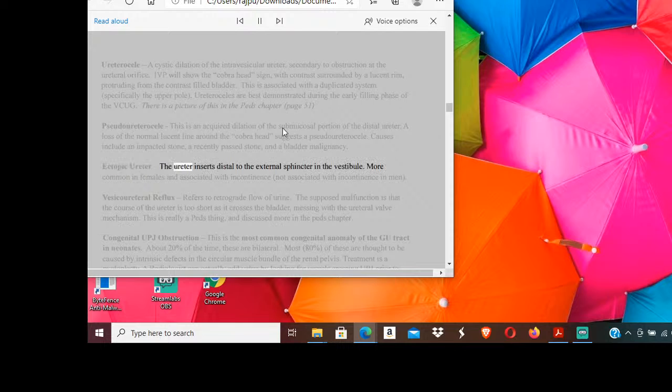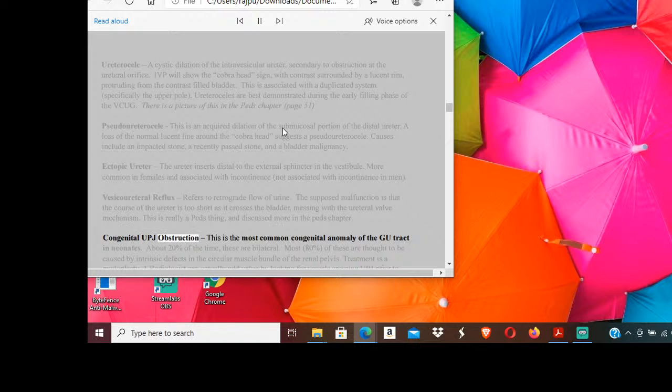Ectopic ureter. The ureter inserts distal to the external sphincter, in the vestibule. More common in females and associated with incontinence, not associated with incontinence in men. Vesicoureteral reflux refers to retrograde flow of urine. The supposed malfunction is that the course of the ureter is too short as it crosses the bladder, messing with the ureteral valve mechanism. This is really a PEDS thing, and discussed more in the PEDS chapter.